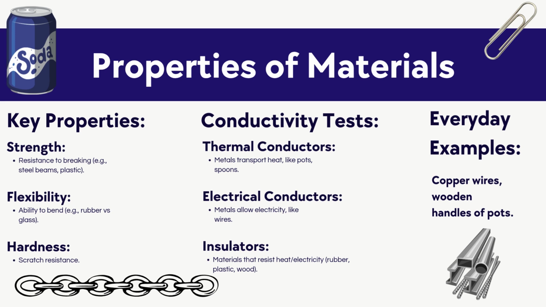Okay, properties of materials. When choosing a material for something like a toaster, you check if it can withstand heat, strength, if it can hold its shape under stress, flexibility, and whether it can conduct electricity or require insulation. Pot handles need insulating materials to keep them cool, while wires need conductive metals like copper.